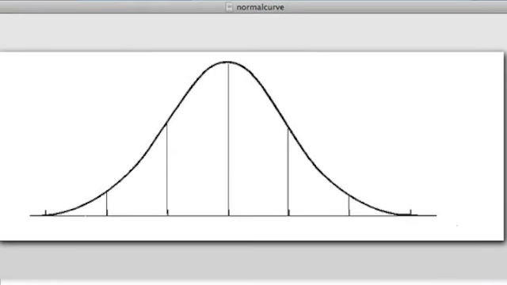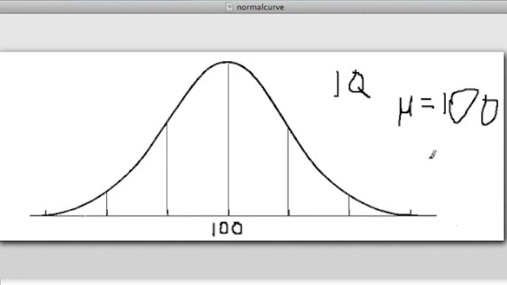The best example I can use, especially for you, is that of IQ scores. Human IQ tests are designed especially so they fit this beautiful normal curve. The average human IQ is exactly 100, and the standard deviation is 15. So mu of the population equals 100. And the standard deviation, which is represented by a lowercase sigma, is 15.